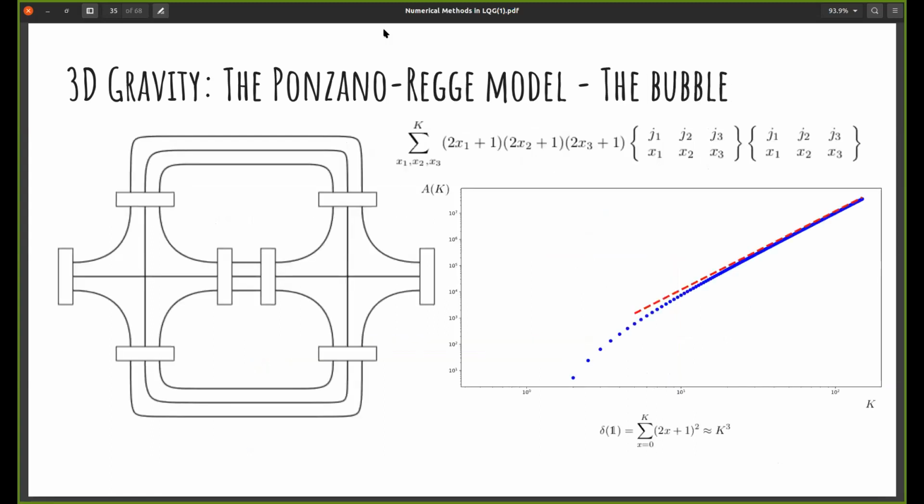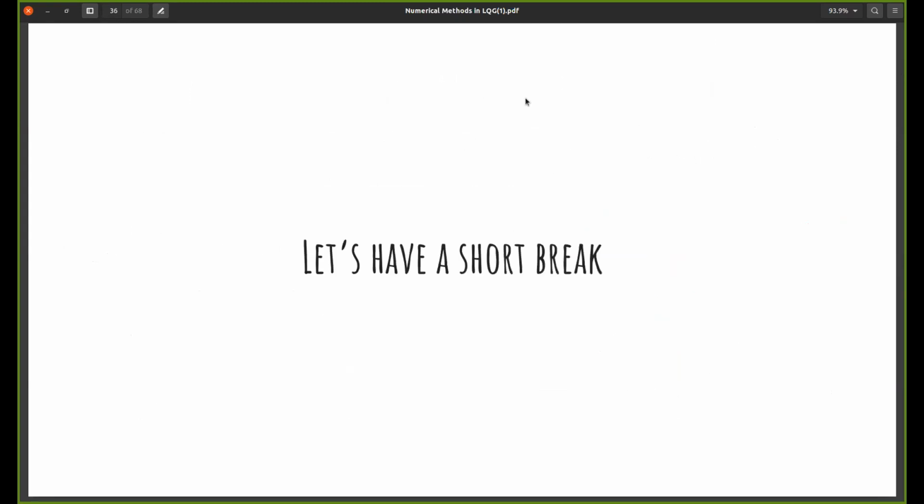Okay, there's one extra thing that I'm not going to talk about, which is that the Ponzano-Regge model, as Valentin told you, is divergent, and you can study and fit these divergences also numerically. So let's stop here, ask all the questions that you want, and let's get back in 5 minutes for the 4-dimensionality stuff.